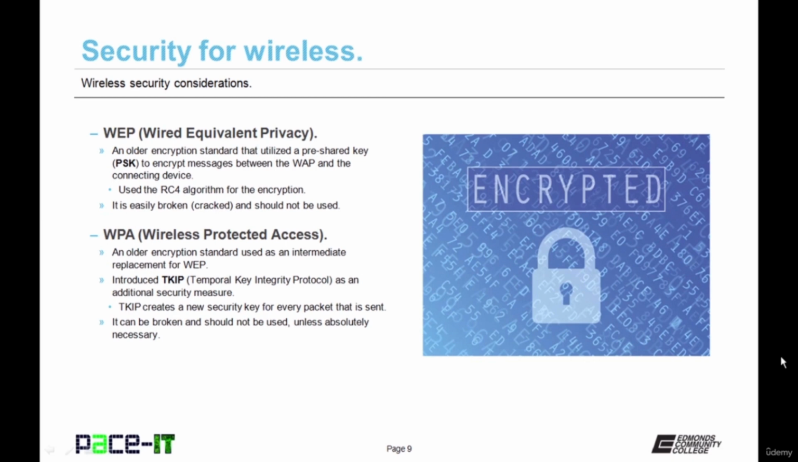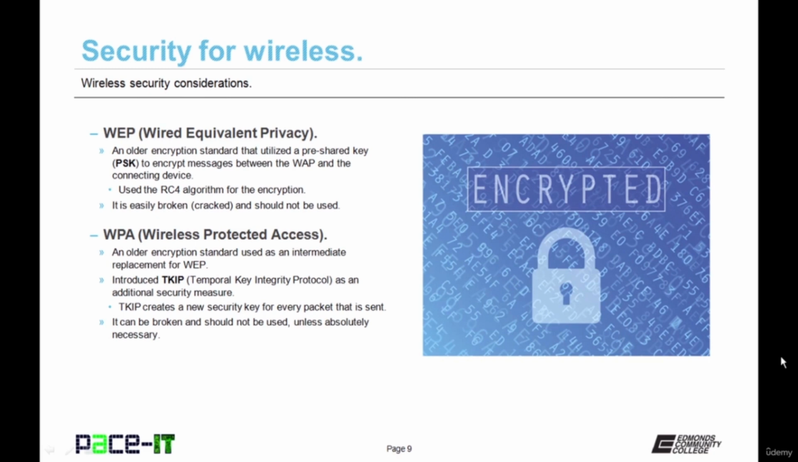So let's talk about encryption, and we're going to begin with WEP, which stands for Wired Equivalent Privacy. It's an older encryption standard that utilizes a pre-shared key to encrypt messages between the wireless access point and the connecting devices. WEP used the RC4 algorithm for the encryption. It is easily broken and should not be used. It can take an attacker just minutes to crack a WEP encrypted network.